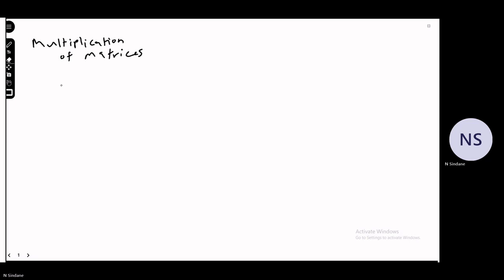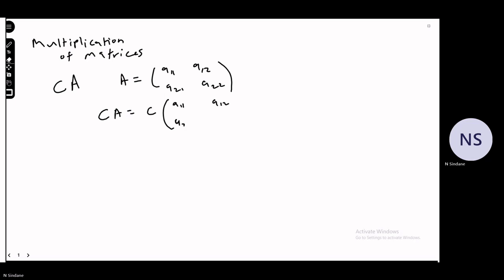Let's say you are given CA. They want you to evaluate CA, given that A is your matrix A11, A12, A21, and A22, right? They want you to evaluate this matrix. How will you do that? You will just say C of A is equal to C, where A substitutes your matrix A11, A12, A21, and A22, right?